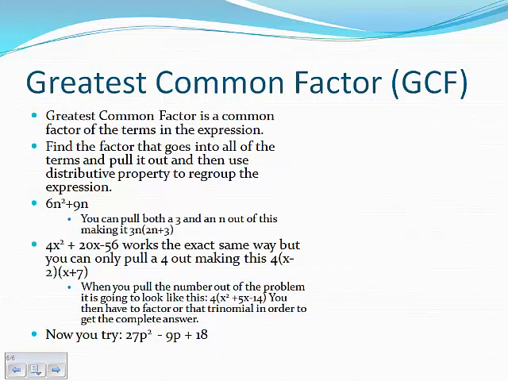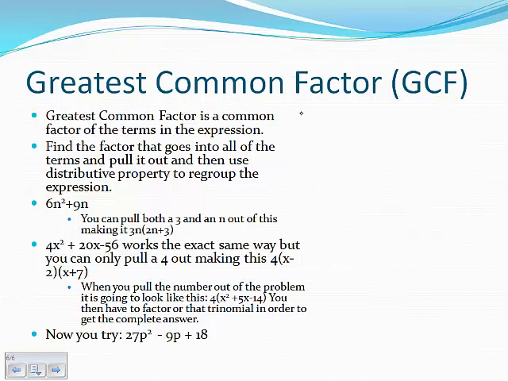Greatest common factor. Greatest common factor is a common factor of the terms in the expression. First, you find the factor that goes into all the terms and pull it out, and then use the distributive property to regroup the expression. For example, 6n squared plus 9n. You can pull out both a 3 and an n, making it 3n times (2n plus 3).